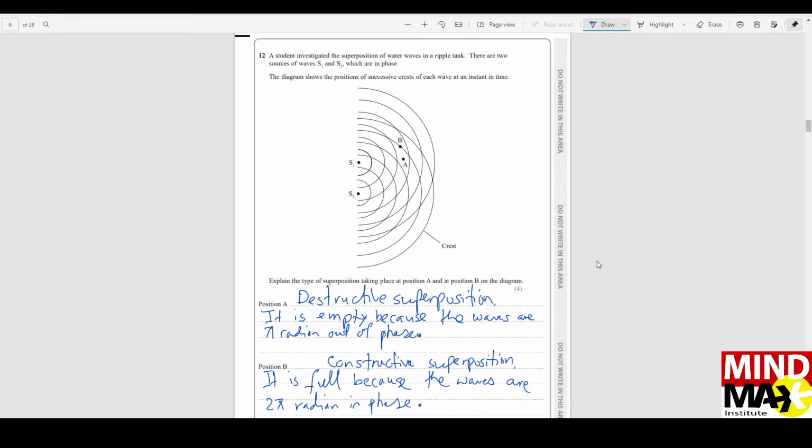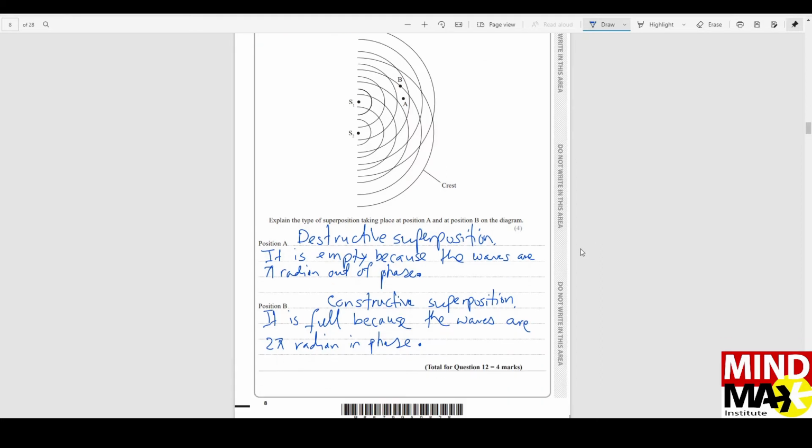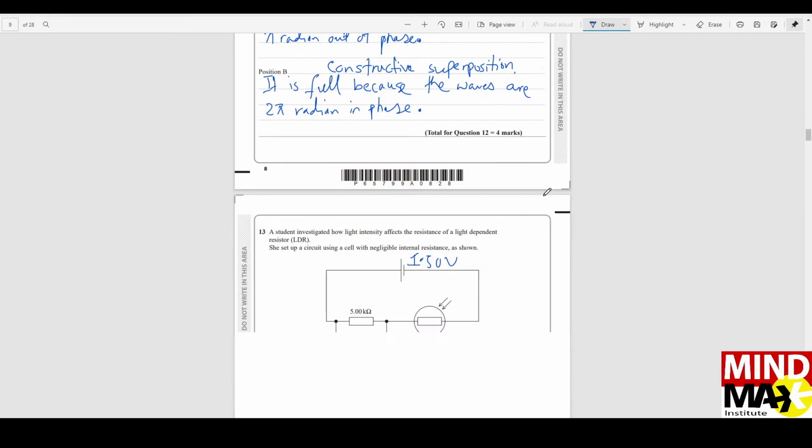Number 12, as you can see, it's related to superposition. In A, as you can see, it's empty. Empty means there has been destructive interference or destructive superposition, and that happens because the waves are out of phase by pi radian. Pi radian means 180 degrees, right? So if they are out of phase by 180 degrees, that means totally out of phase. That means total cancellation. In position B, you can see it's full. It's not empty, it's full. Why? Because there has been constructive superposition, and that is only possible if the waves are in phase. Both of the waves are in phase, and they are 360 degrees or 2 pi radian in phase. So that's what you have to say.